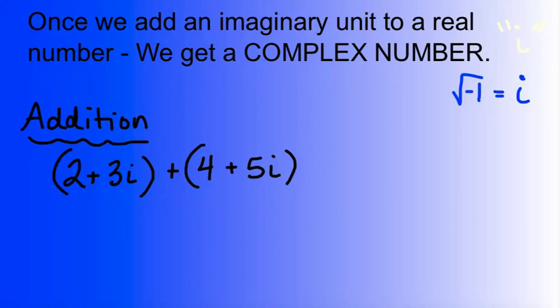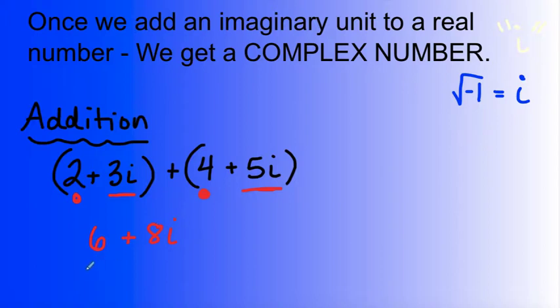So addition: we add i just like we do real numbers, and we treat it almost like a variable. So we can only add the like terms. In this case, the parentheses actually don't really matter because all of the operations are addition. But I would add the 2 and the 4 because those are the real numbers, and then I'd also add the imaginary parts. So 3i and 5i is going to give me 8i.